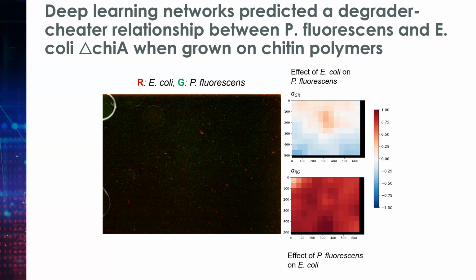Now, I'm showing how interactions between Pseudomonas fluorescens and E. coli can turn into a degrader-cheater relationship in a different context, where chitin polymers are used as the carbon source. Pseudomonas fluorescens positively affects E. coli growth, since the heat map in the right bottom panel shows a reddish color, which means the strong positive influence of Pseudomonas fluorescens on E. coli. In contrast, the right top panel shows E. coli has no significant effect on Pseudomonas fluorescens growth, as indicated by low magnitude of interaction coefficients. But it was interesting to see that the influence of E. coli on Pseudomonas fluorescens qualitatively varies in space, positive in the upper area, negative in the bottom area.